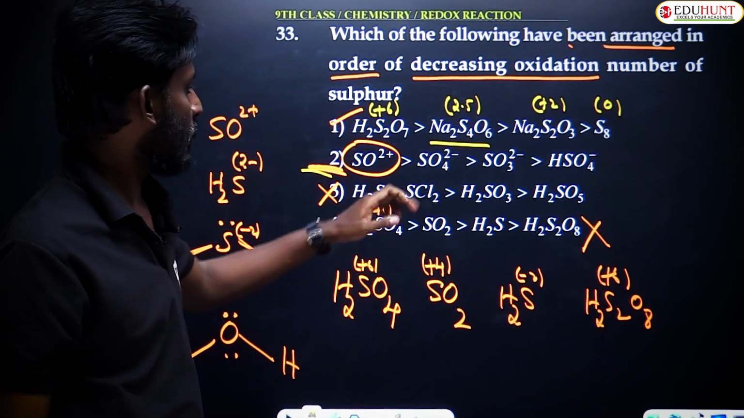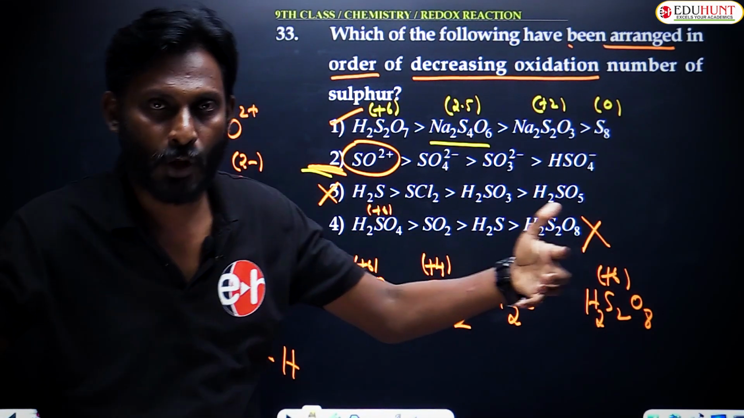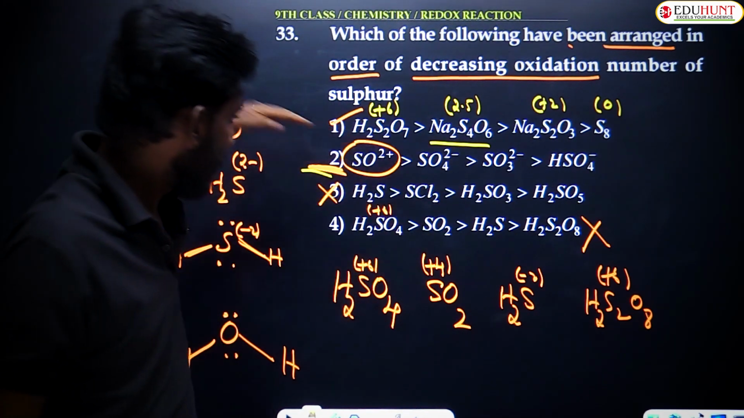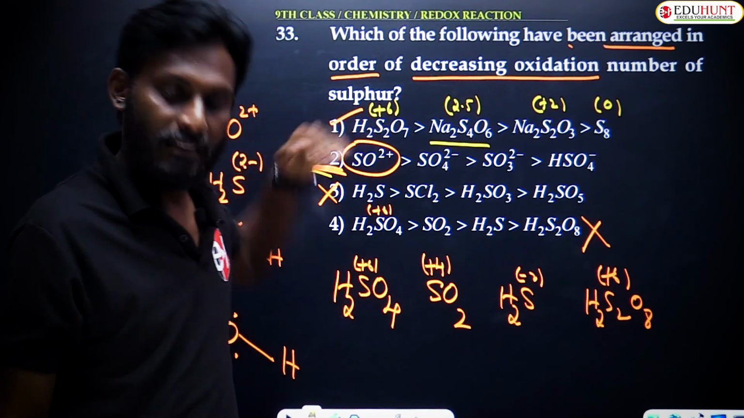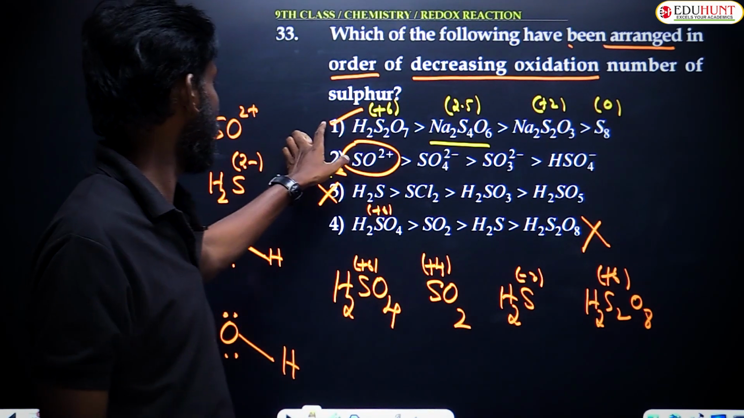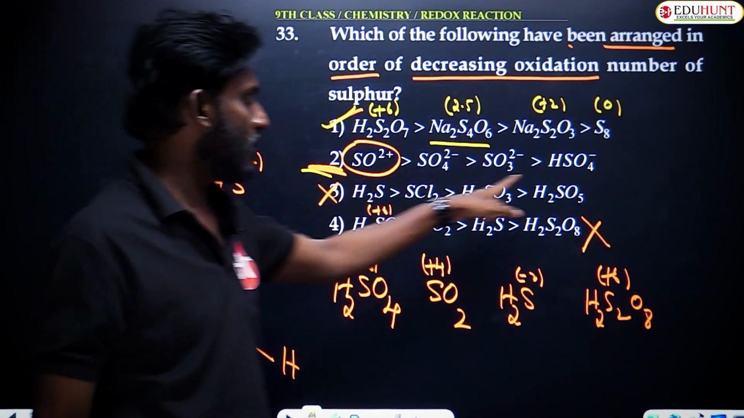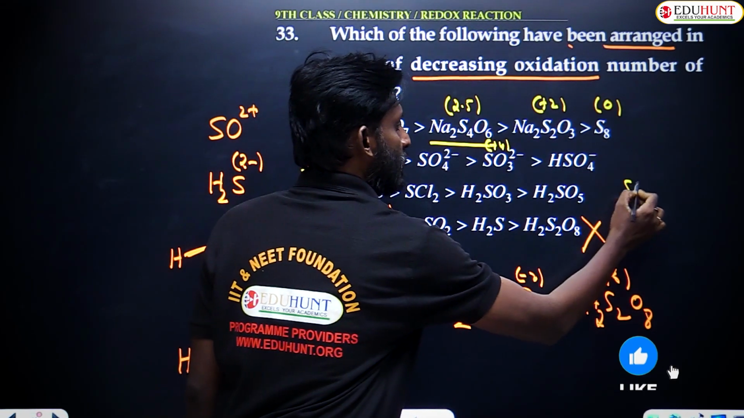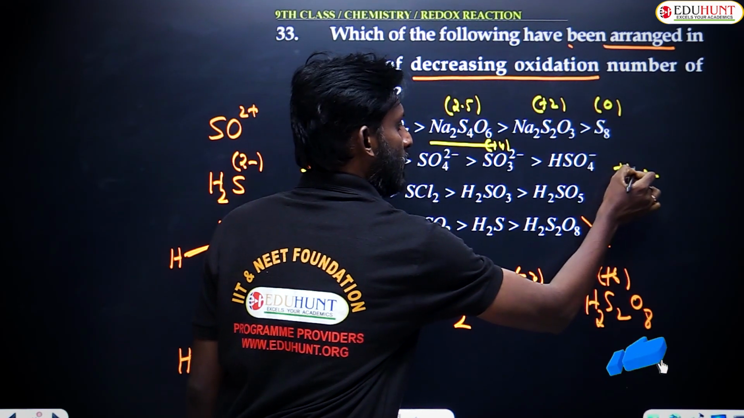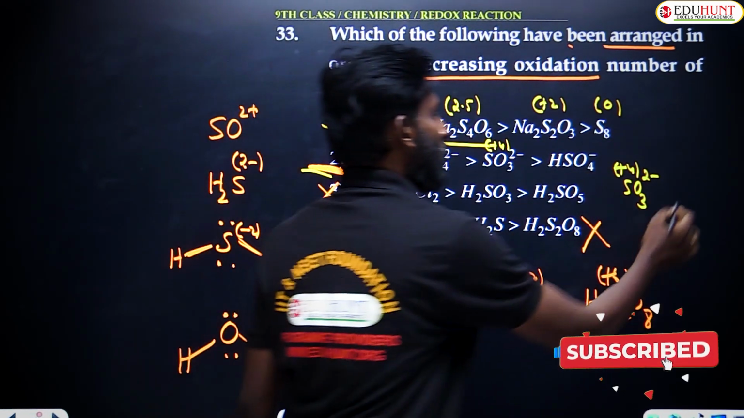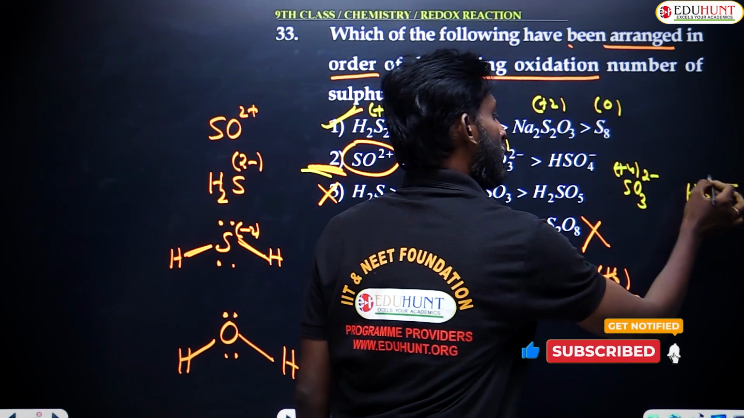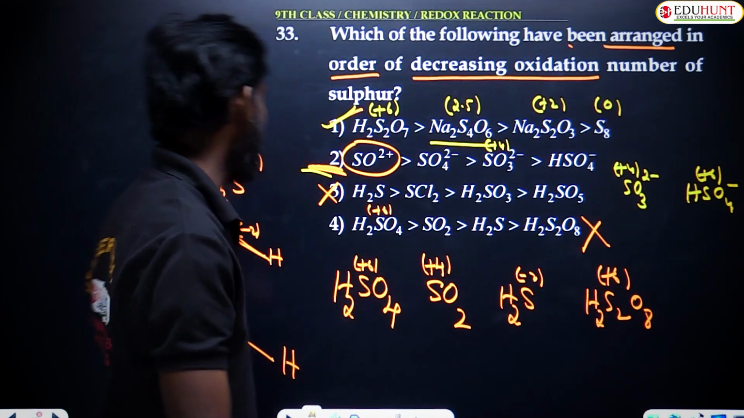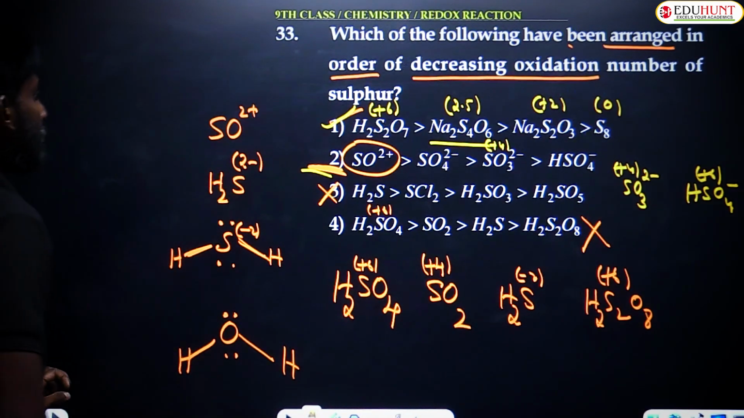So no need to check the second option, we got the answer because these are single correct options. So plus 6, 2.5, 2, 0. All the atoms are in decreasing oxidation number. So the first option is the correct option. And obviously the second option is also wrong because here sulfur is in plus 4 state. This is sulfite. In SO3 2 negative, sulfur is in plus 4 state. And in HSO4 negative, sulfur is in plus 6. So plus 4 after plus 6, that's not correct. So the first option is the correct option.